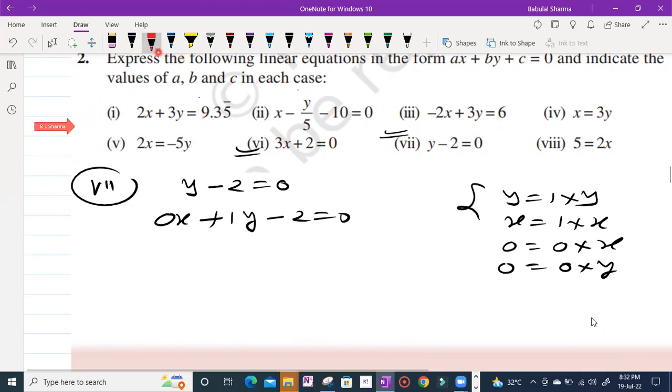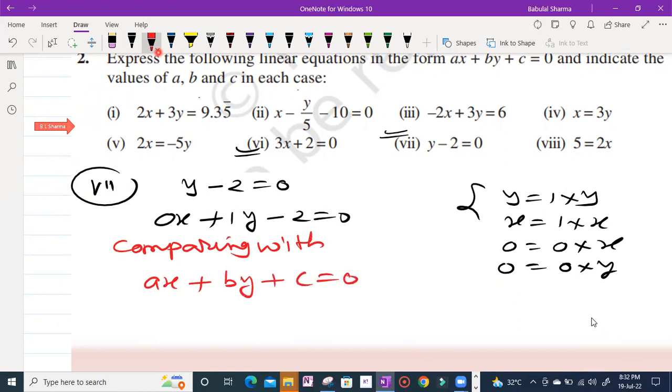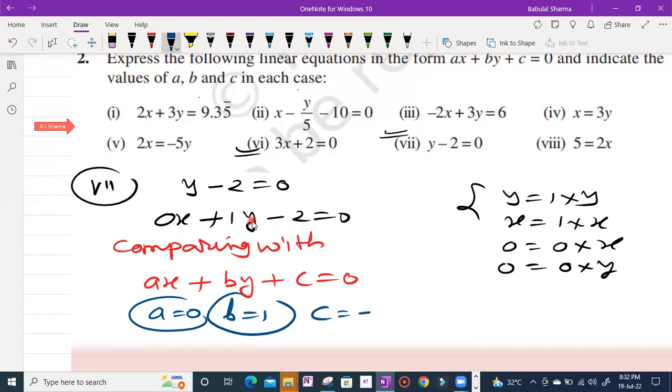Now compare करें स्टैंडर्ड फॉर्म से, comparing with the standard form, and standard form is ax plus by plus c is equal to 0. What is a? A will be 0, because see, coefficient of x is a, coefficient of x is 0. Coefficient of y is b here, and here coefficient of y is 1. So in place of b, we can write 1. And constant term is c, that is minus 2, and this is answer of this part 7.